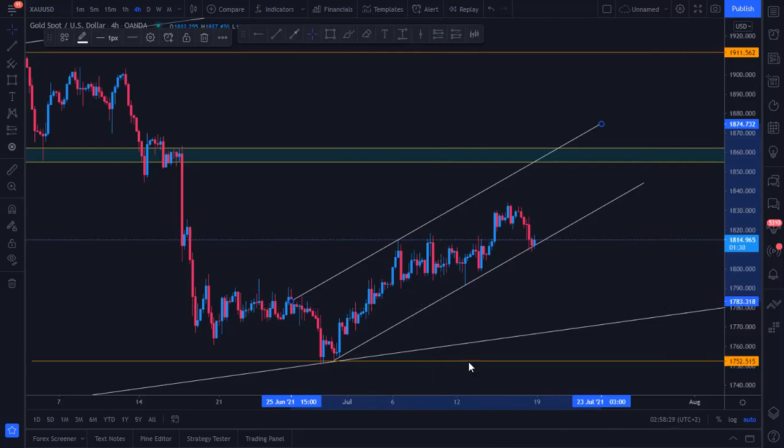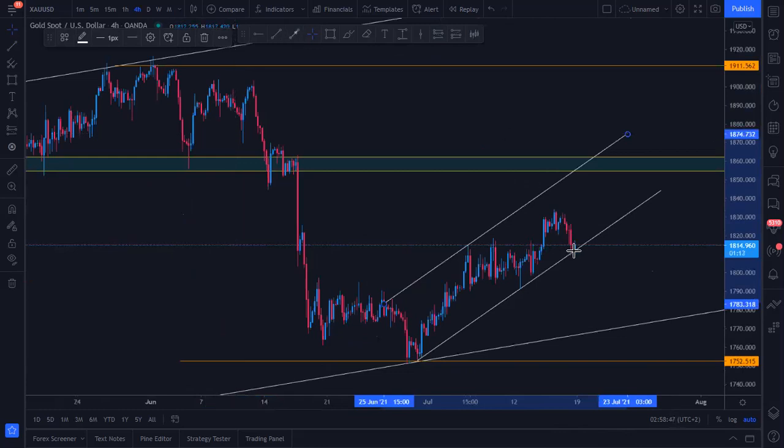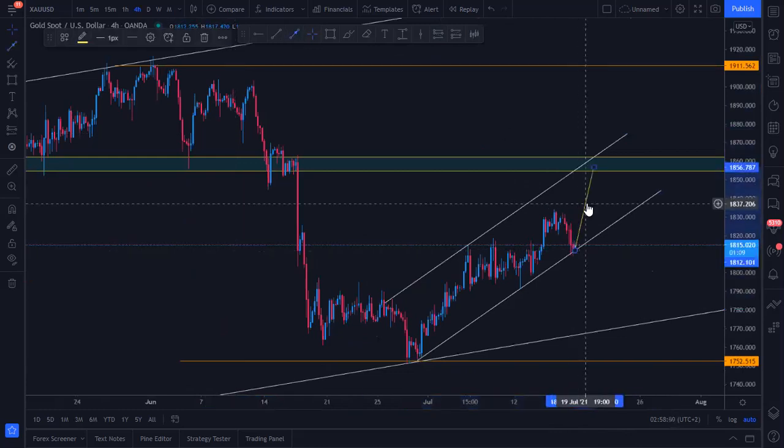But all in all, we're looking for buy opportunities here, right? We're still looking for buy opportunities till this trend line has been broken. If the trend line has been broken, then only then we start looking for what? For selling opportunities. So right now I'm expecting the price to move from this level to the upper side.